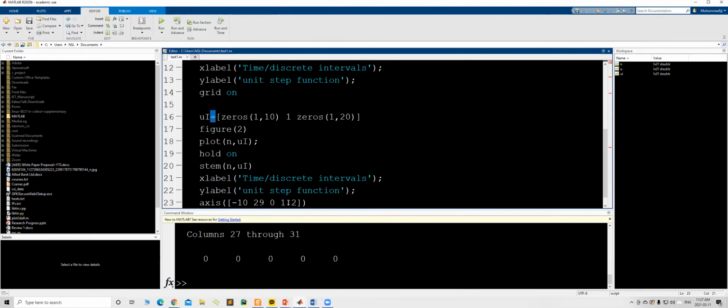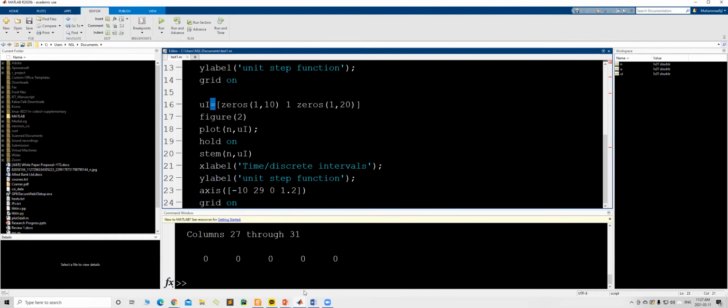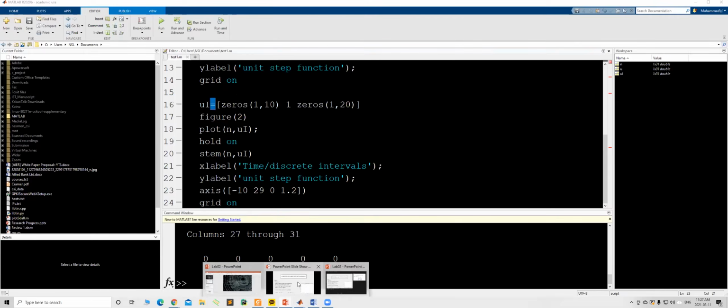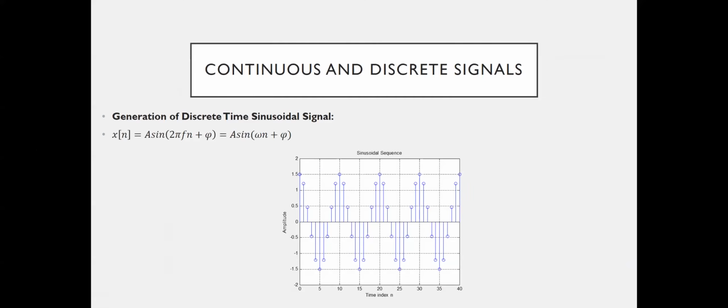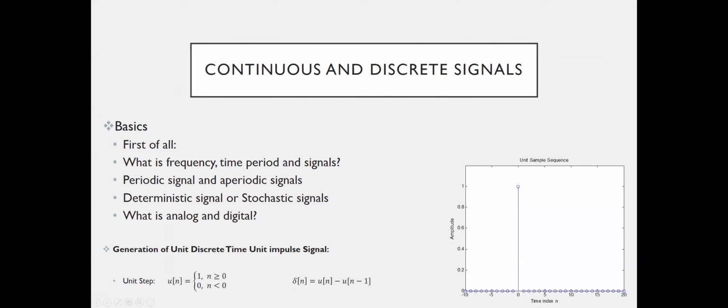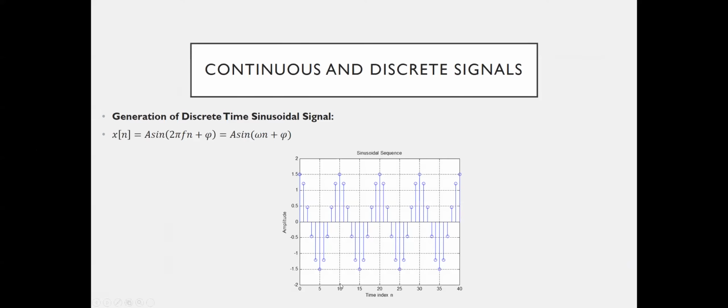Okay, so this was the unit step function, and now let's see in the slides which one is our second one. So I hope you understood this equation, right? Now moving towards our basic, which is most important one, the sinusoidal signal.